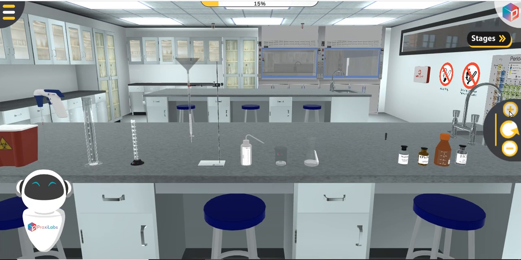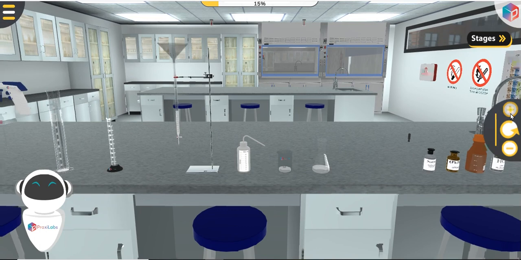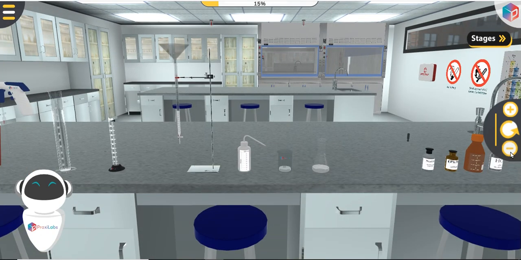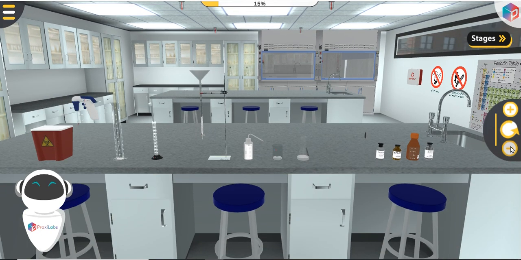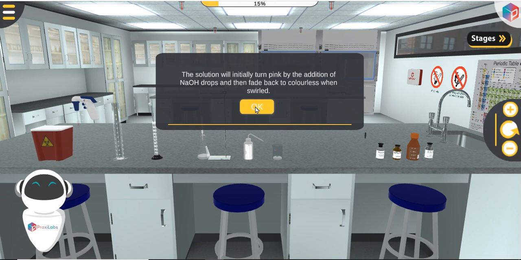I think if I zoom in, I should be able to see it also. Should be able to see it. Okay, all right. So I'll bring in here. Let the liquid flow into the flask by clicking on the tab of the burette. The solution will initially turn pink by the addition of sodium hydroxide drop and then fade back to colorless when swirled. Record the final volume of the sodium hydroxide in the burette when the solution in the flask remains faint pink for about 10 seconds.